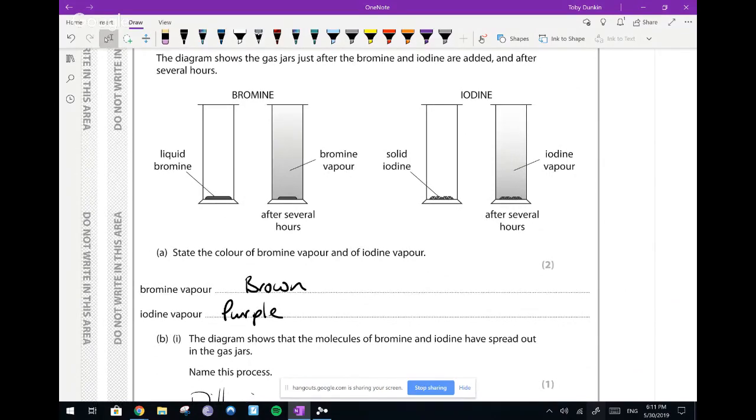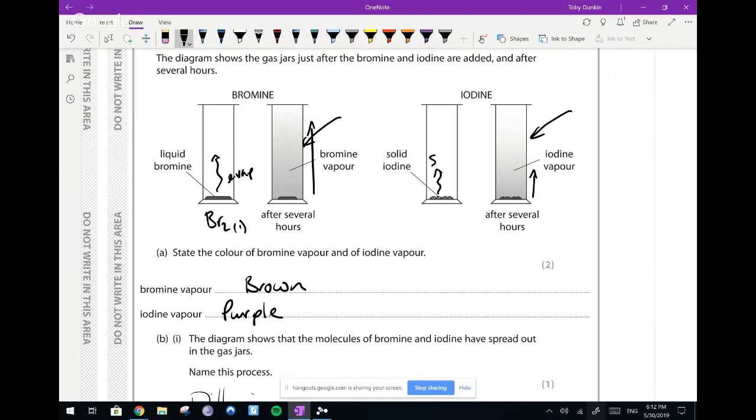So it's really nice to be able to look at the difference, because we know that bromine is going in as Br2, but as a liquid, and that's important. What it's doing is evaporating off the surface and then filling the jar, and you can see it's spreading out. Notice that it's darker in the after several hours picture, compared to the iodine. The darkness seems to have gone further with the bromine than it has with the iodine. And the iodine is not evaporating.